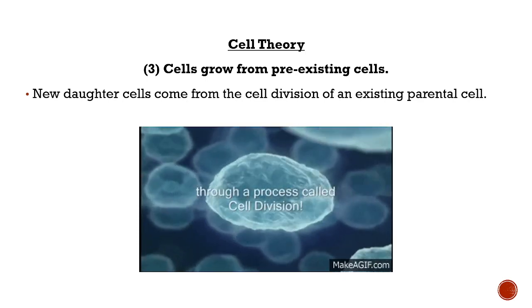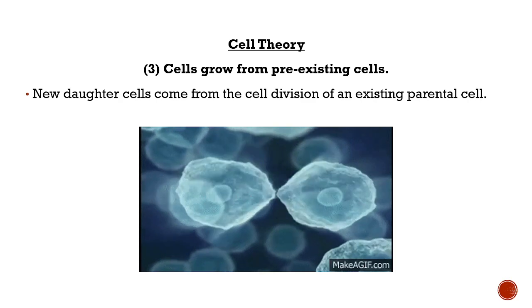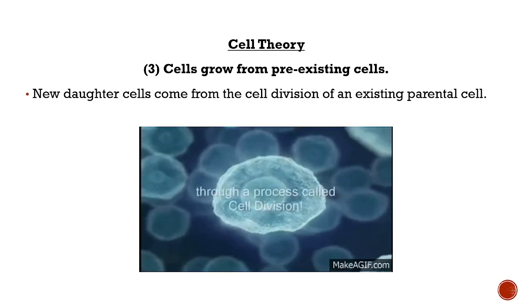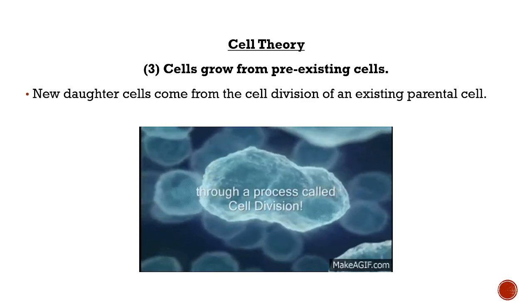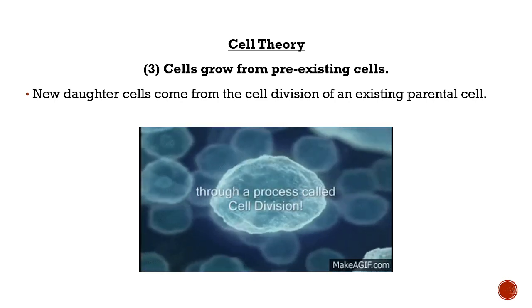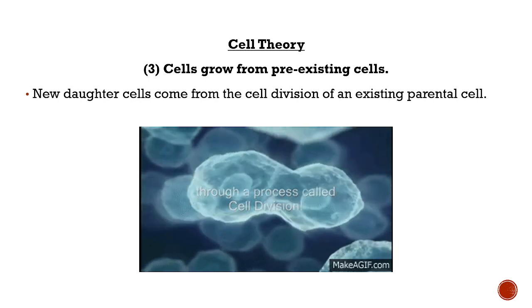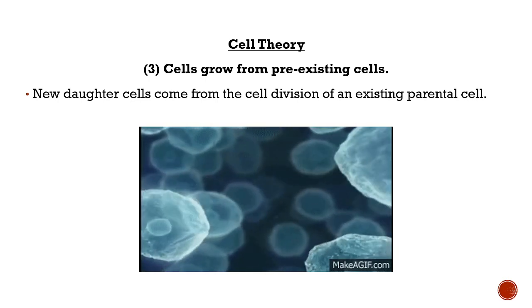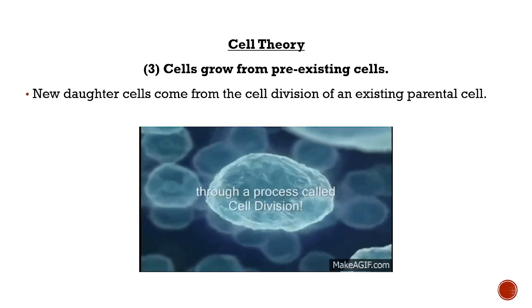So a cell cannot come about spontaneously. A cell cannot come about out of nowhere. There must be an existing cell which divides into 2 new daughter cells. Okay, so these are the 3 principles of the cell theory.